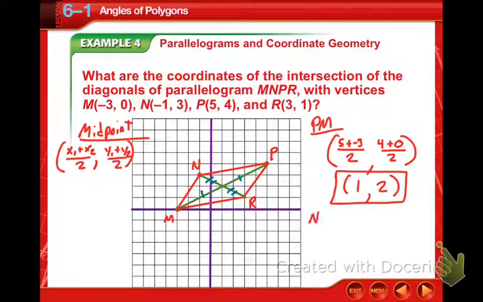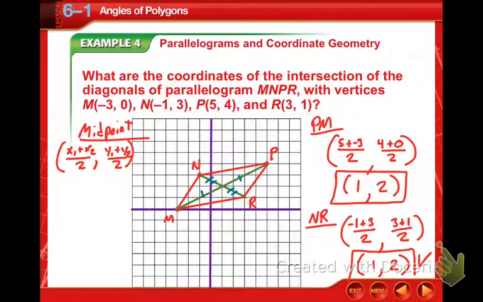Let's do the same thing for NR, and basically we can use this as a check, because this should be the exact same thing. All right, so all our fractions over 2. N is at -1, 3, and R is at 3, 1. So we're going to add 3 here, add 1 here. -1 plus 3 is 2, and 2 over 2 is 1. 3 plus 1 is 4, and 4 divided by 2 is 2. Look at that. We got our 1, 2, so that checks. Pretty cool, right? So three different ways you could have done this.